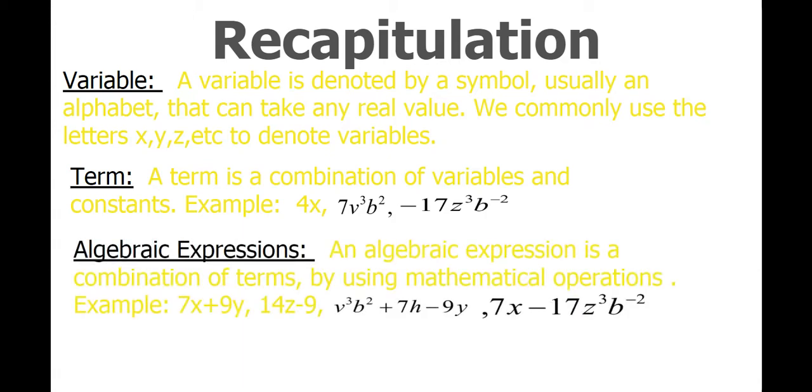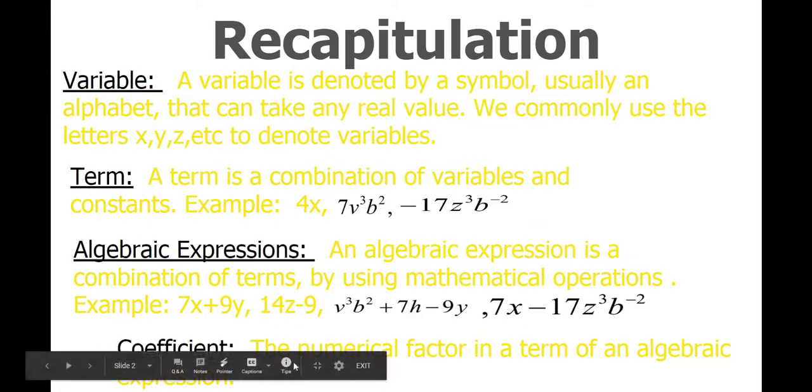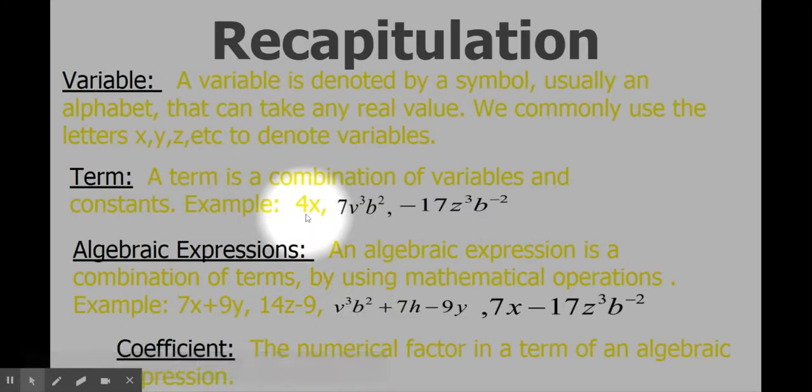Algebraic expressions are those which are actually combination of terms which are combined using mathematical operations. Some examples are here. Coefficient is actually the numerical factor in the term of an algebraic expression. So, in a particular term like this, the coefficient is 4, whereas over here it's minus 17.